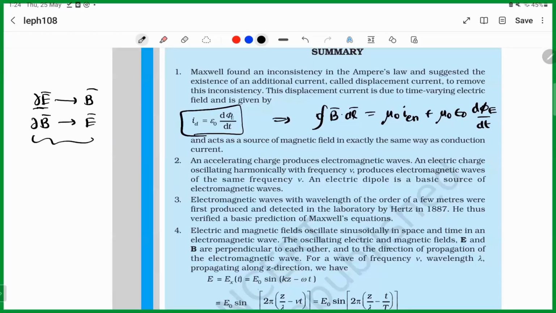This makes it more symmetric. So symmetry is something that nature likes, right? It is something that appeals to us aesthetically. However, electricity and magnetism are still not perfectly symmetrical.